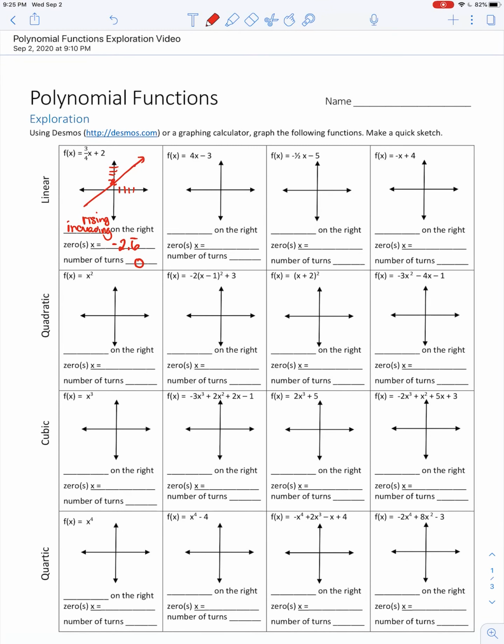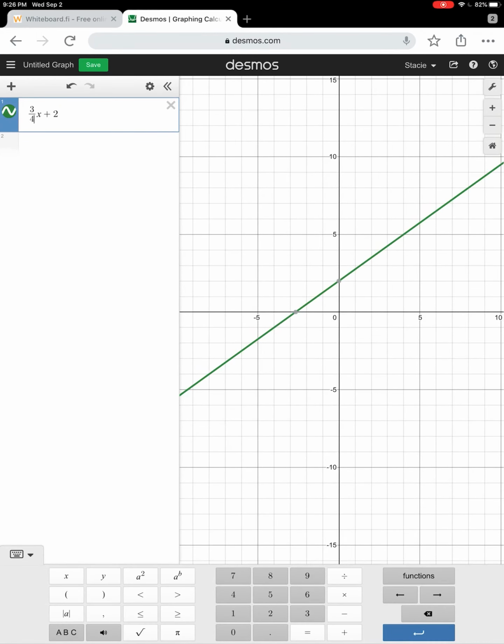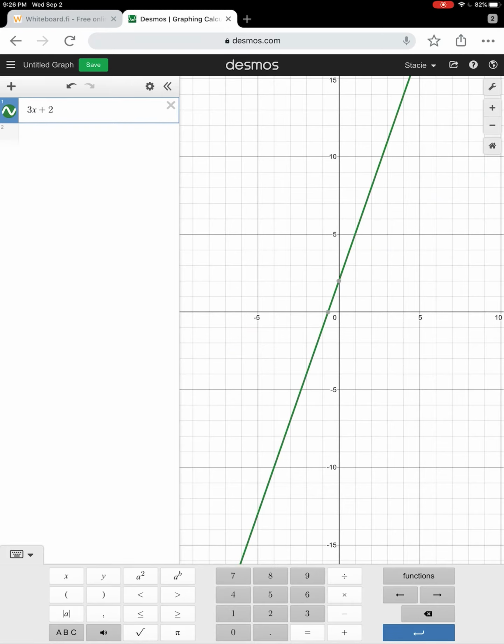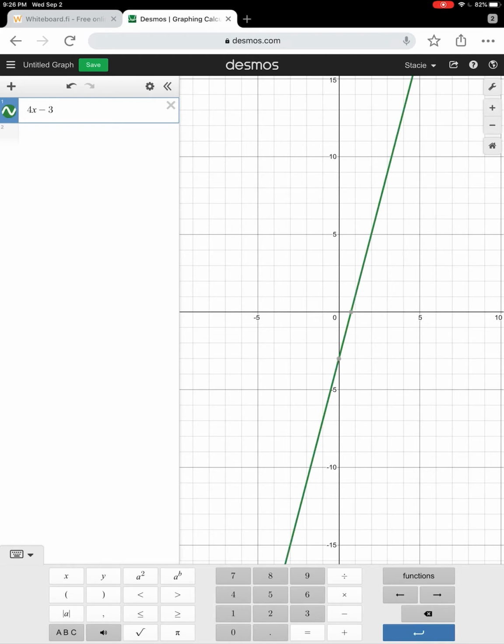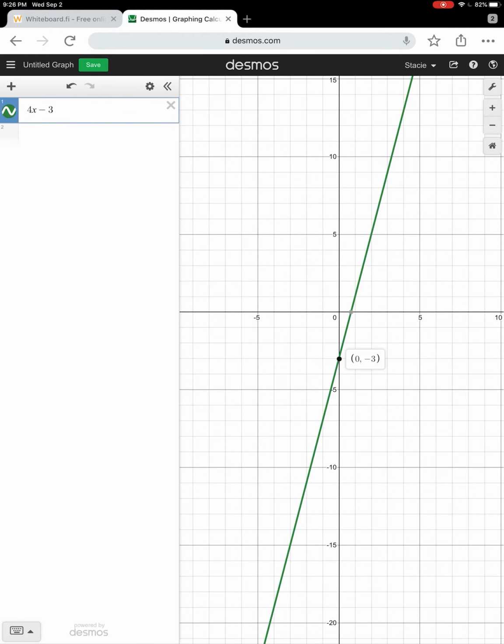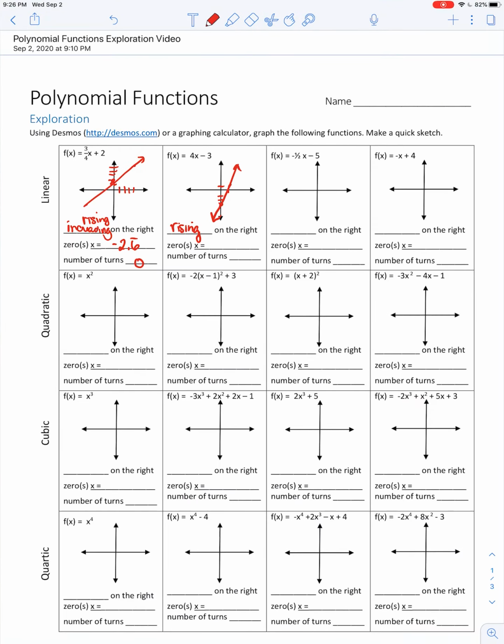Second example, we have y equals 4x minus 3, so we could do a quick sketch. We're at -3 on the y-axis, rising 4, running 1. And once again, we have a line rising to the right. 4x minus 3 has a graph that looks like this, so it crosses the y-axis at -3. And once again, 0 turns.